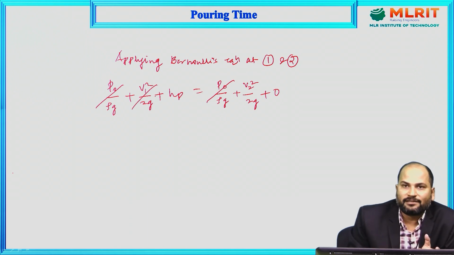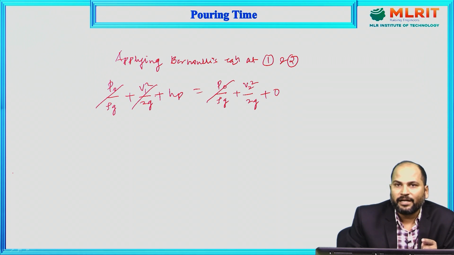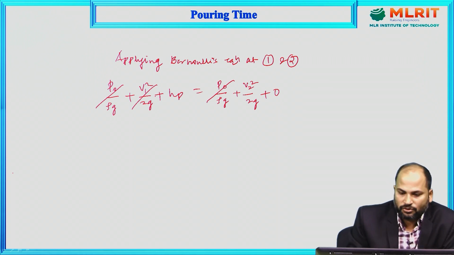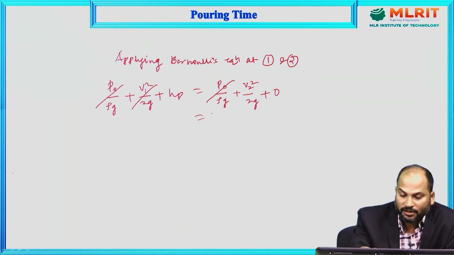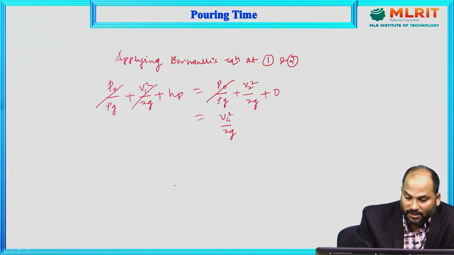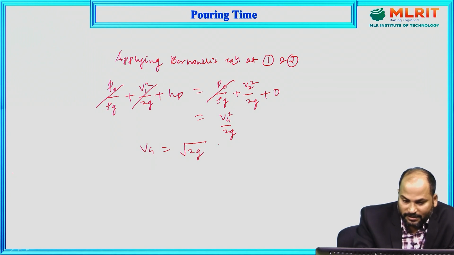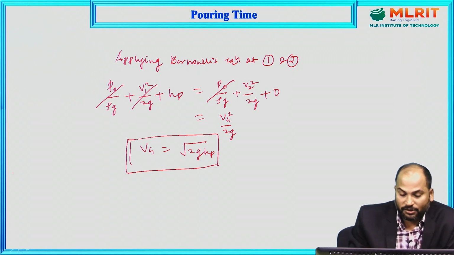As I told at the starting, we are assuming that the liquid level inside the pouring basin is almost constant. So this is HP, and this V2 is nothing but Vg. So we can write this as Vg square upon twice g. From here we can write Vg is equal to under root 2g HP. So this is the velocity with which liquid is coming from the gate.